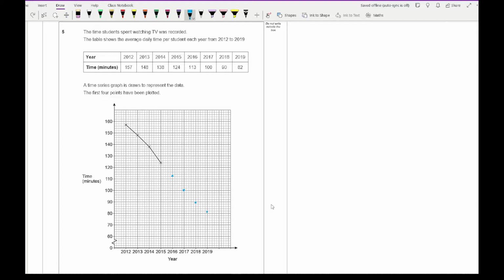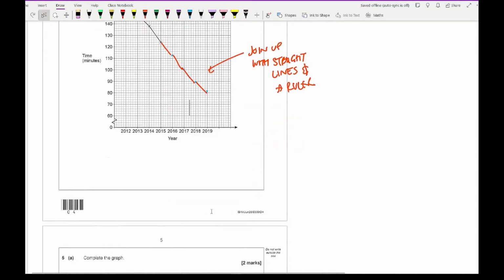And then what I need to do is join those points up with straight lines. Now again, it's going to be a very tedious task, but what you want to make sure is just right here. So join up with straight lines. Of course, what it should look like is something that looks like that. Obviously it should be a lot neater than what I've done.